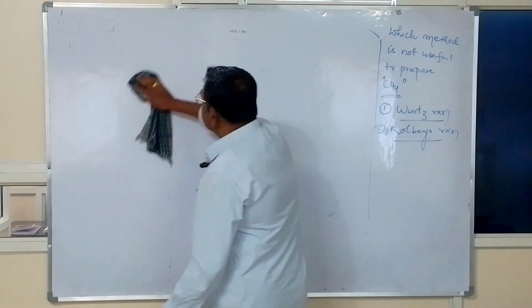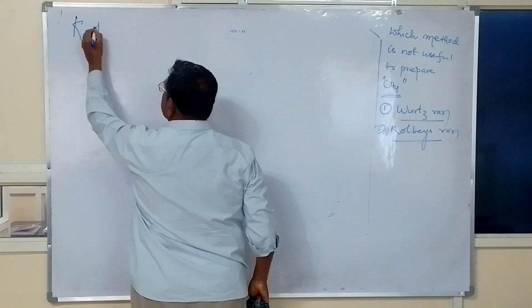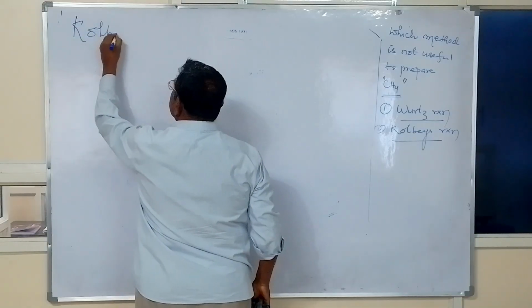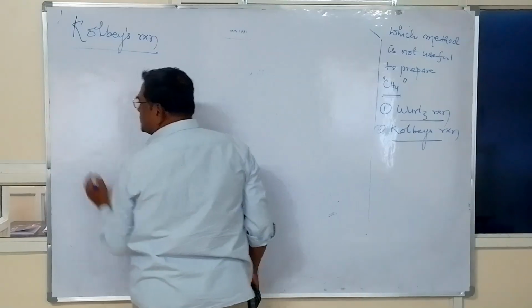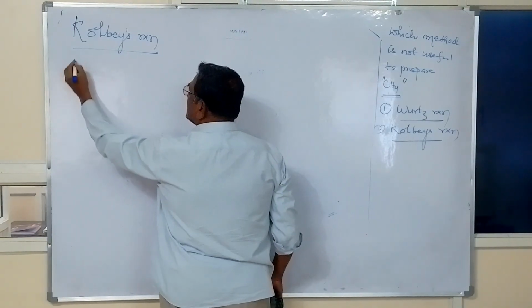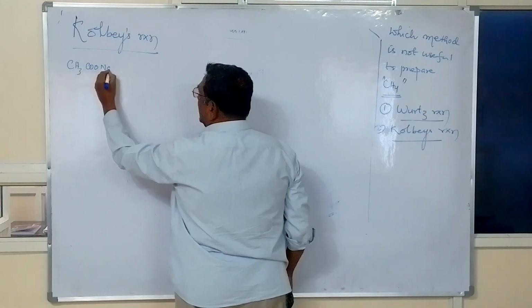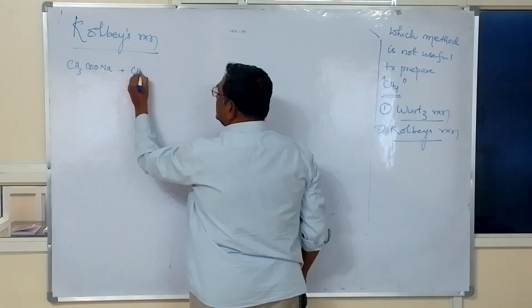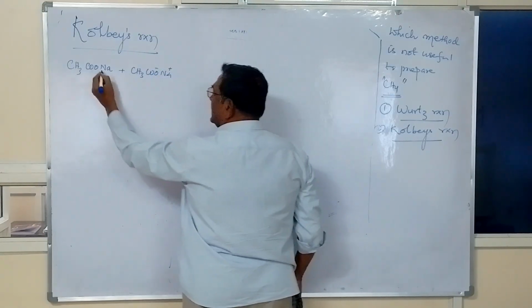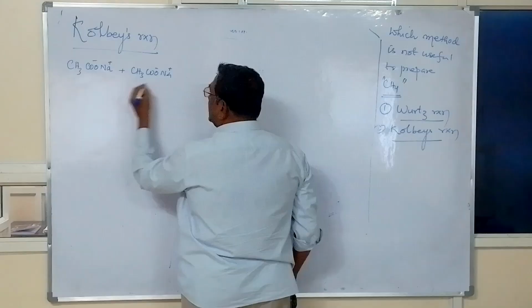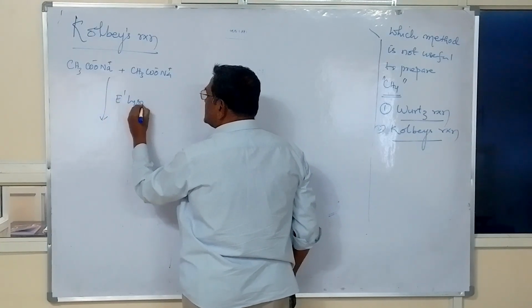Now, let me discuss with you, children. What are the possible Kolbe's questions? Kolbe's reaction is used to prepare higher alkanes from fatty acids like CH3COONa. If you have taken 2 moles of sodium acetate, it is subjected to the electrolysis process.